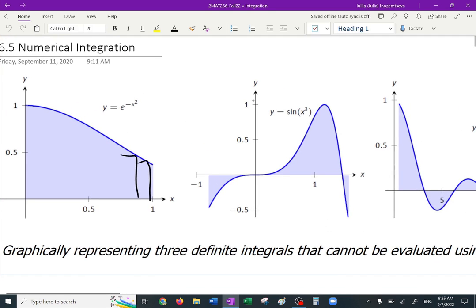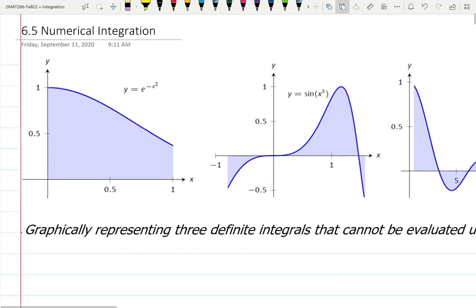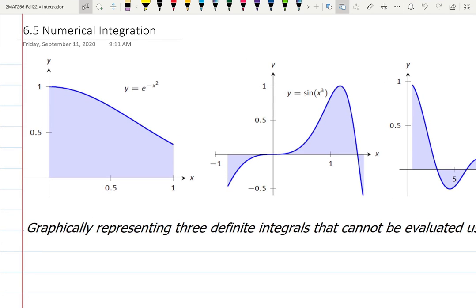Section 6.5 uses numerical integration, which means we will try to use technology to approximate the integral. And that is unfortunate. If we approximate an integral, we're not going to get the exact answer anymore. But it's better than nothing. So finally getting to this last step of integrating, which is approximating and getting at least what we can get. Numerical integration.